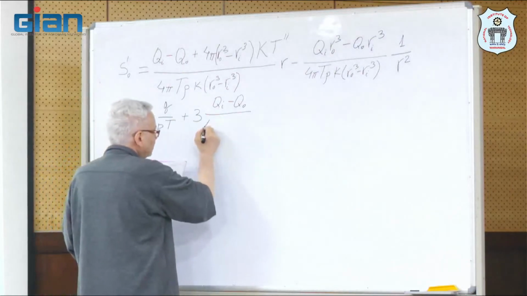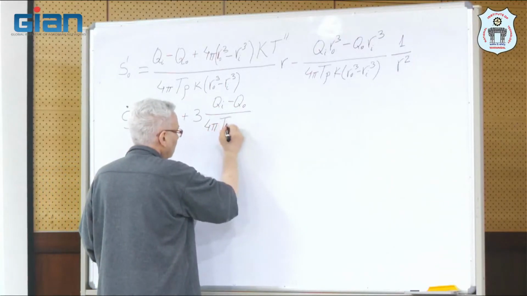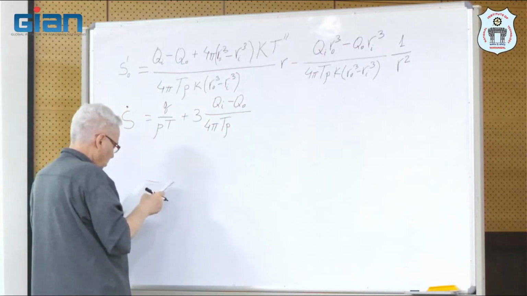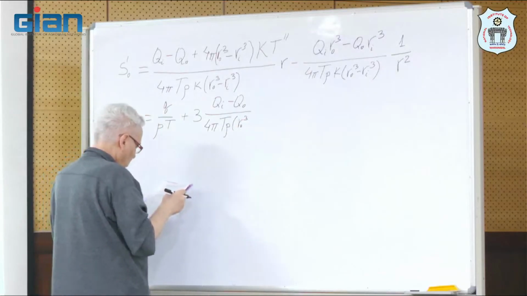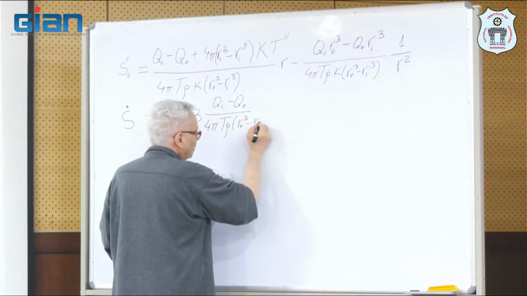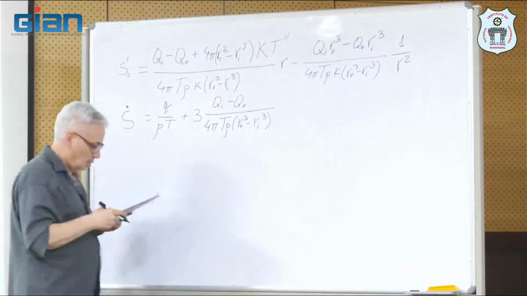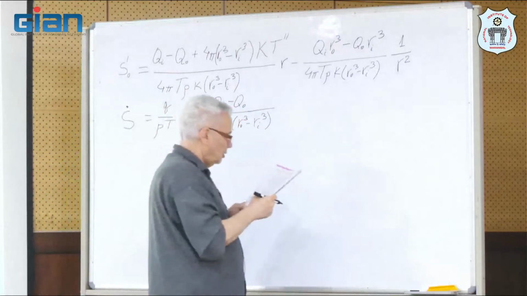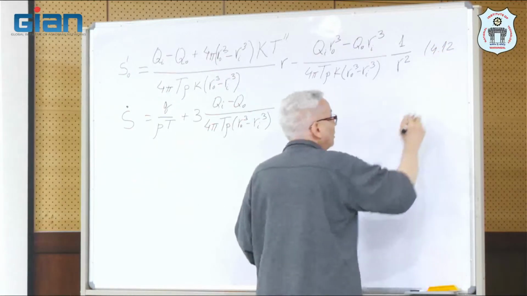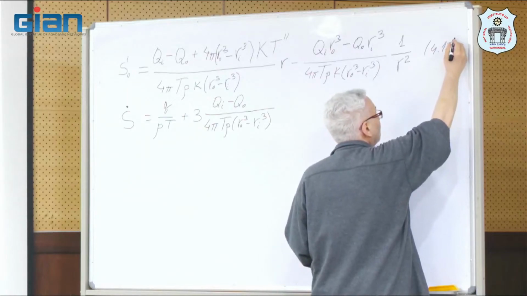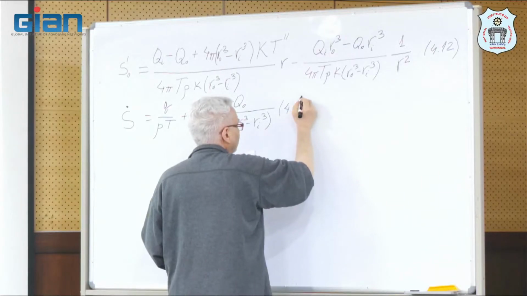And here we have a similar denominator for P, T, rho, RO cubed minus RI cubed. Okay. So it constitutes the formulas here, 412 and 413.